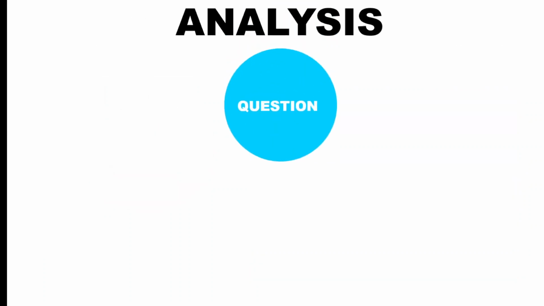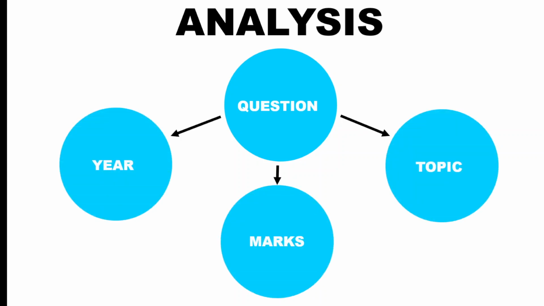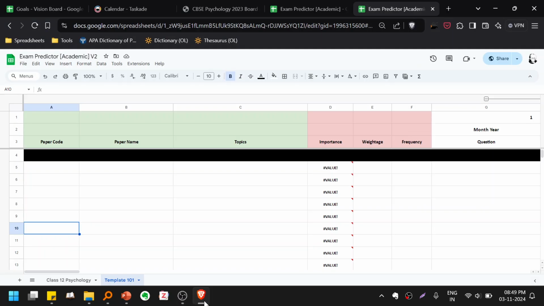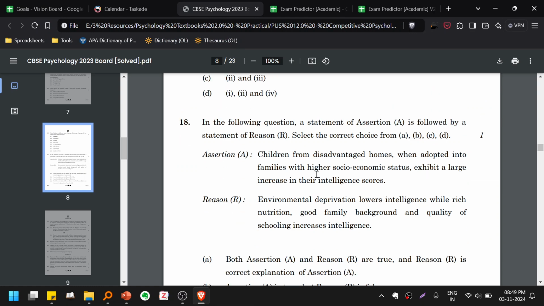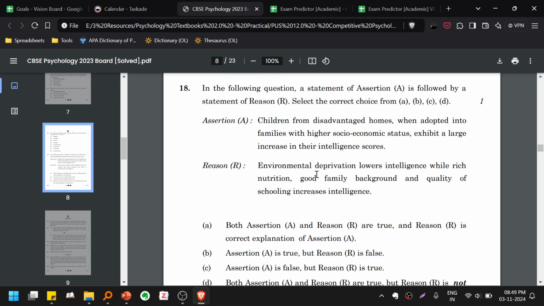So in analysis, basically what you do is that a question is given in a question paper. You try to find three components: in which year the question was given, what are the marks of that question, and to what topic does that question belong. So let me just give you an example. So let's go to my sheet and yep. So as you can see, this is a board question paper and I have question 18. So yeah, what is the question? Well, assertion and reason.